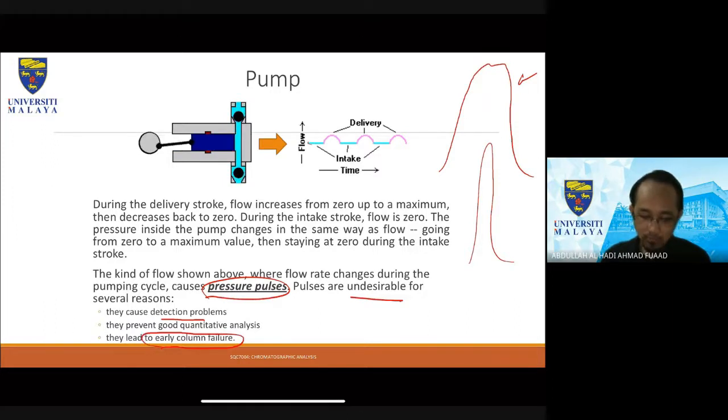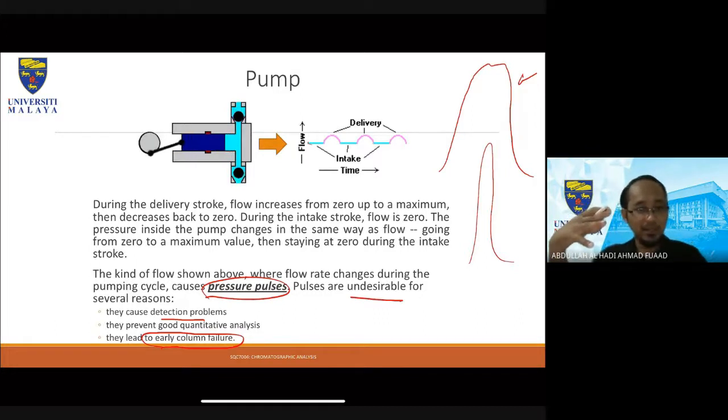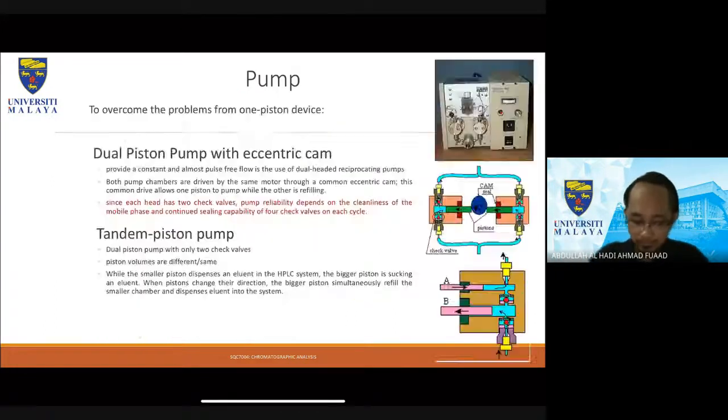Okay, so earlier column failure because columns, how do I say this? Like to be in one condition. Okay, so if you want to use your column with acetonitrile and water, for example, sometimes it's not that good to keep on changing your solvent. Okay, so there are multiple reasons why you can't simply keep on changing your solvents for a column, but we will look at it in the future. Okay, and the column, so perhaps next week.